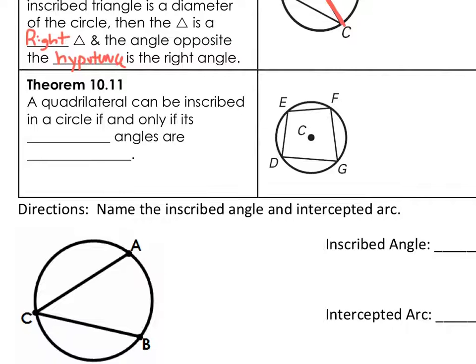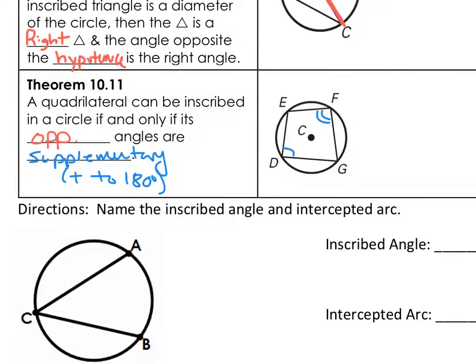And the last theorem for inscribed angles says that a quadrilateral can be inscribed just like a triangle can. Quadrilateral just means we're adding a side, and now there are four. It can be inscribed in a circle if and only if the opposite angles, so that would be like E and G or D and F, opposite meaning catty-corner, are supplementary. So what does supplementary mean? It means that they add to 180 degrees.